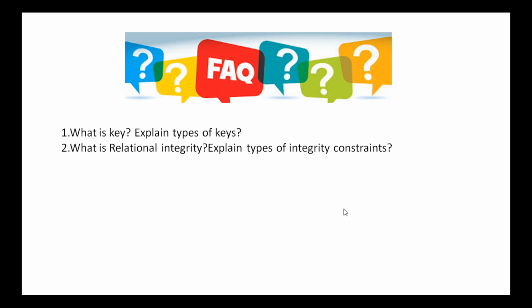Frequently asked questions. The first important question is: what is a key, and explain the types of keys. It's 5 marks. And the second one is for 10 marks: what is relational integrity, and explain the types of integrity constraints. It's a very important question. Students, just listen carefully and write down the running notes.